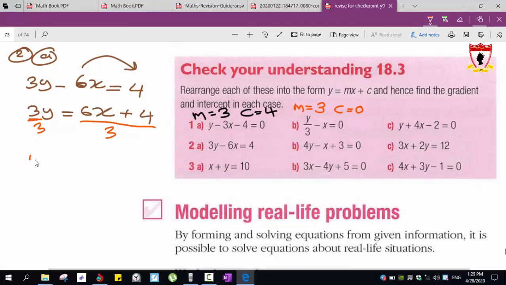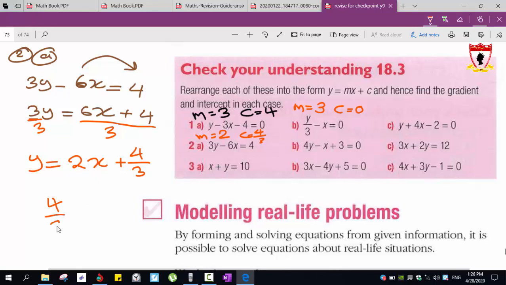3 divided by 3 is 1, so what's remaining here is only y. 6 divided by 3 is 2x plus 4 divided by 3, we can just leave it like this, 4 over 3. Now for question 2a, m, which is the gradient, is 2 and c is 4 over 3. Can we write c as a mixed number, 1 and 1 over 3? Yes, it's okay. Or as decimal, it will be 1.3 and the 3 is repeating.